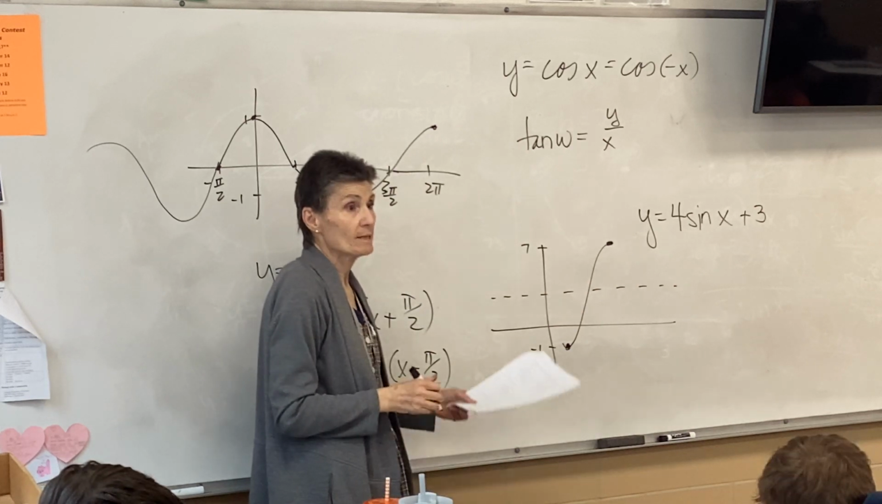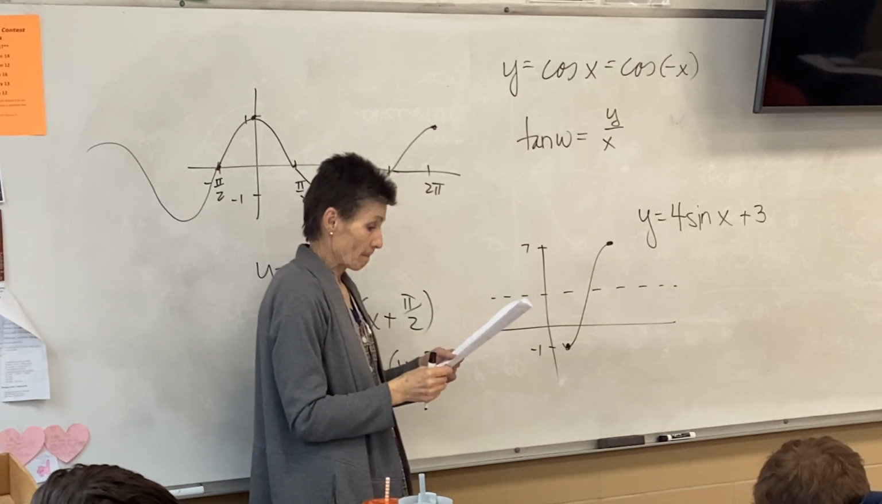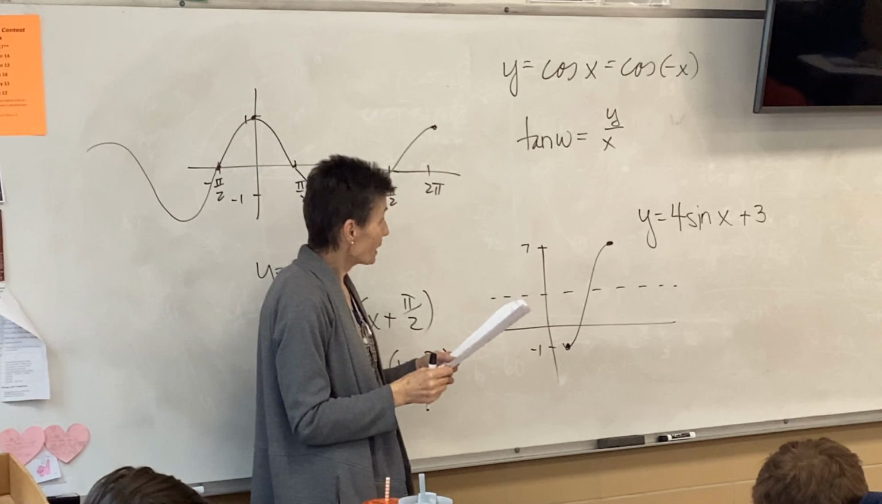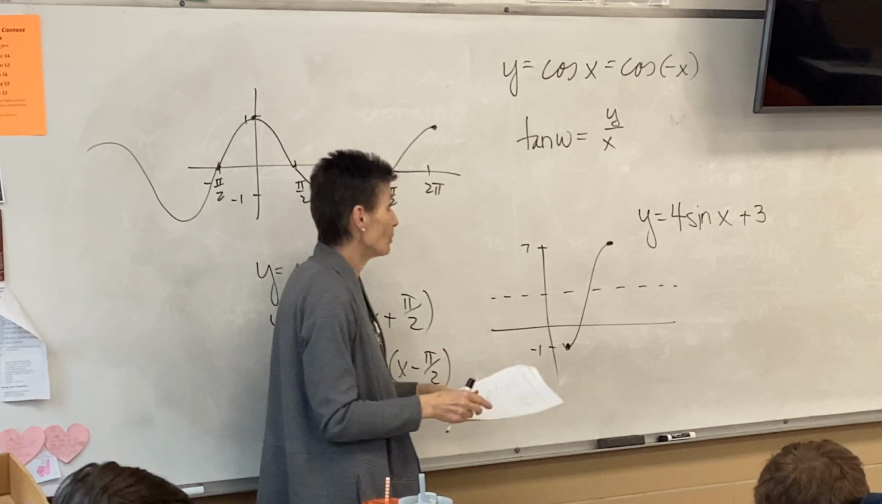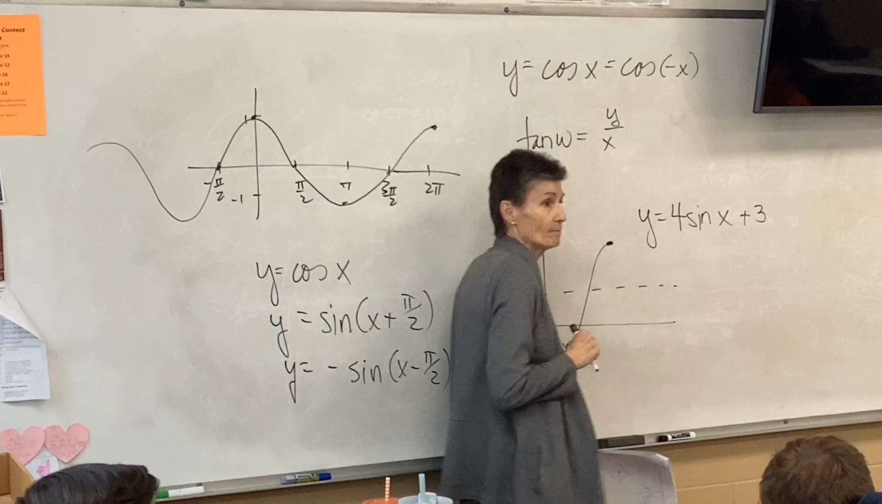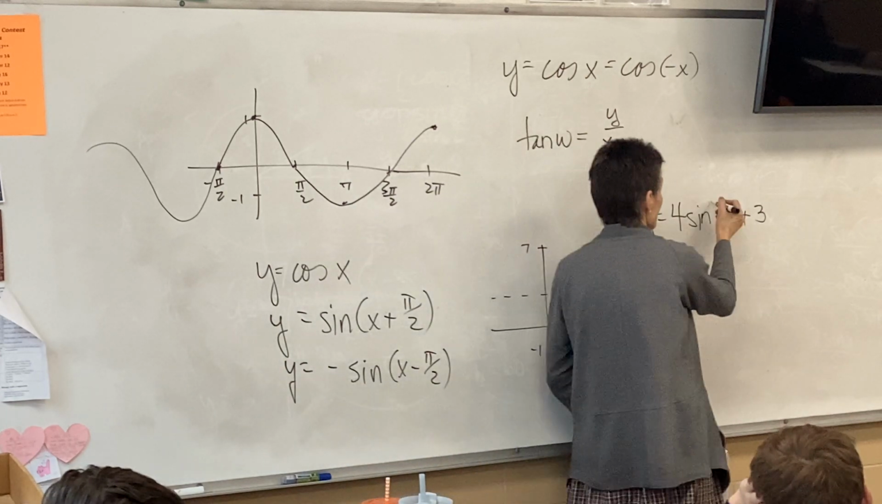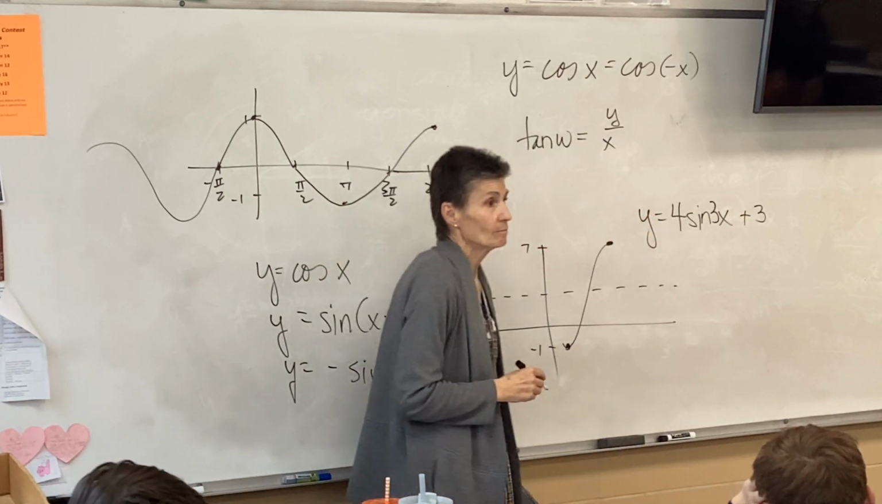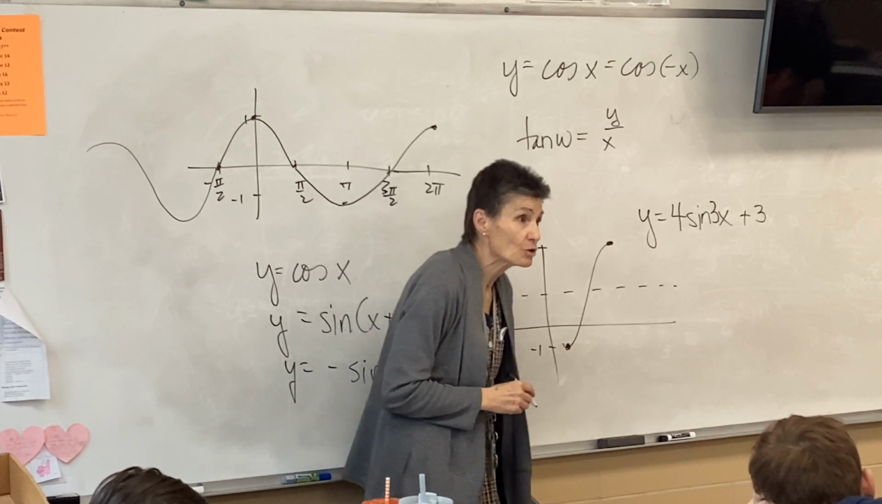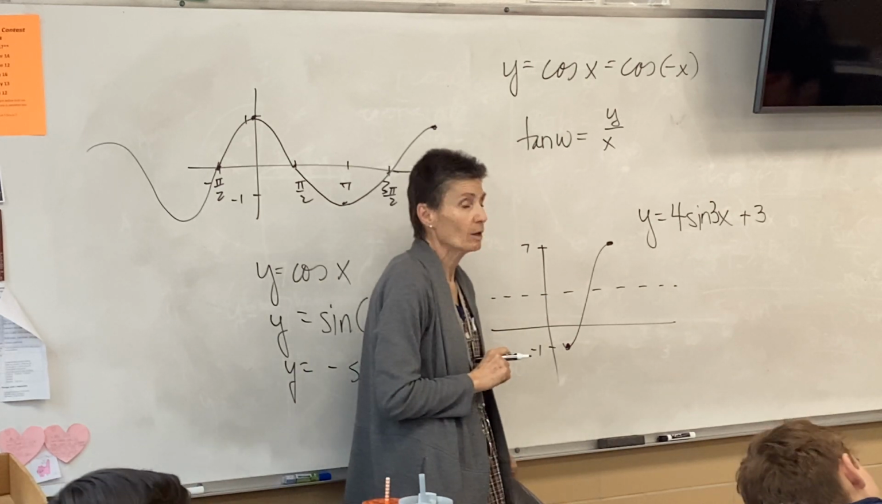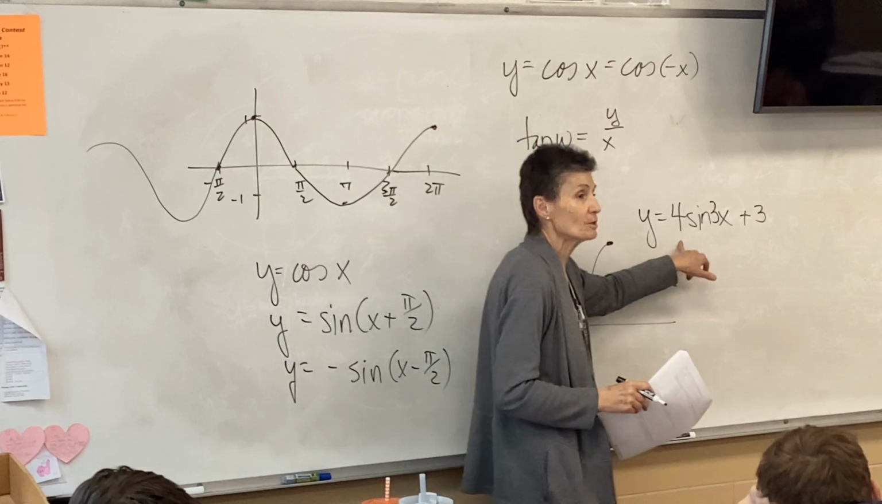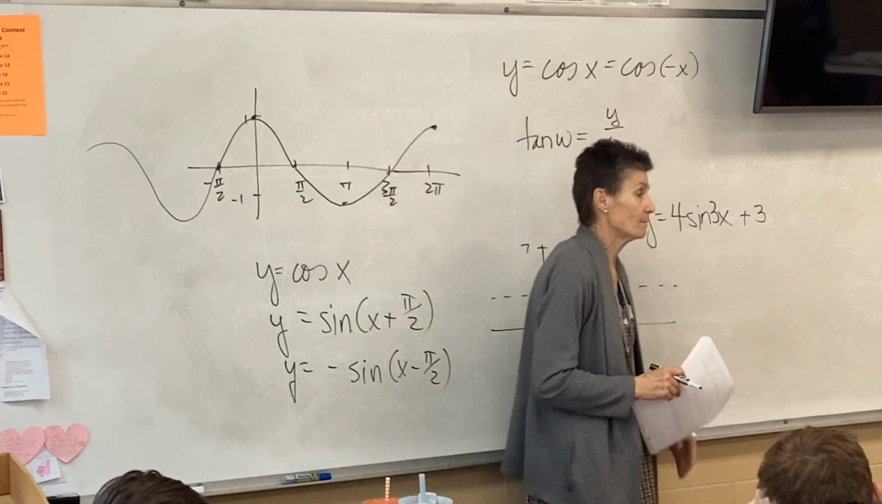Does that meet the criteria? It sure does. Could we have made this a cosine? Could we have changed the period? Yep, because that doesn't have anything to do with the range. This is all about getting your amplitude and midline, right?